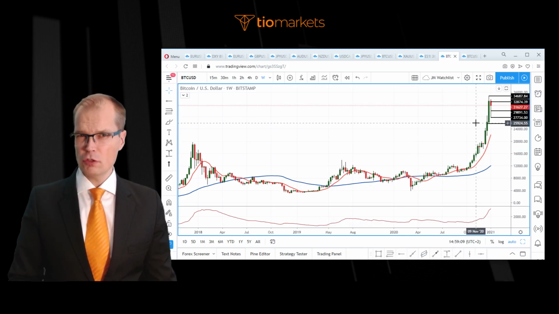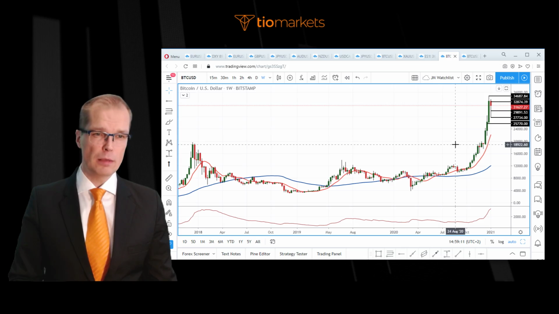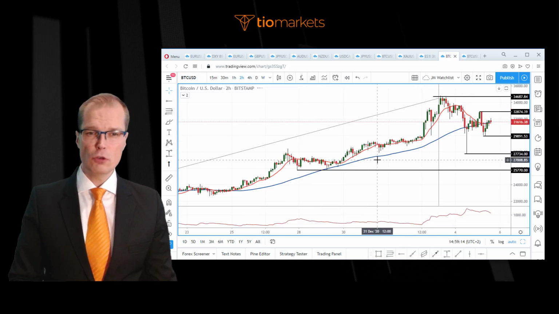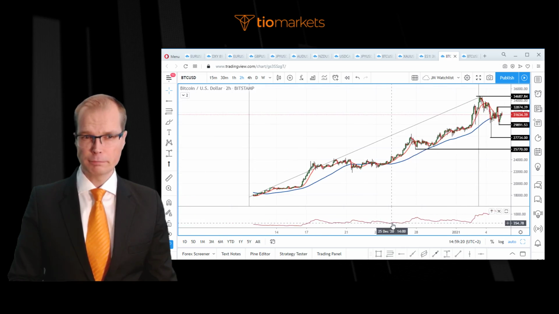So when the value of dollar declines, Bitcoin can have a huge rally. But at the same time, we need to remember that when there are times when the value of the dollar might be actually increasing, then there is a risk of Bitcoin moving lower.